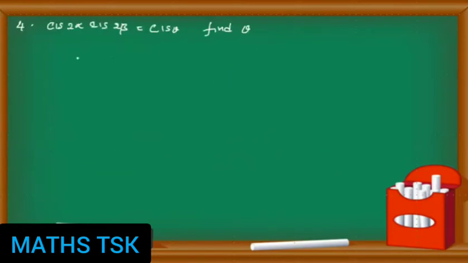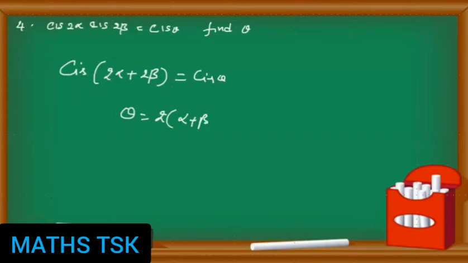Next problem. Cis 2 alpha into cis beta, cis 2 beta is equal to cis theta. So cis alpha into cis beta is cis of alpha plus beta, so cis of 2 alpha plus 2 beta is equal to cis theta. So I can write theta as 2 times of alpha plus beta.